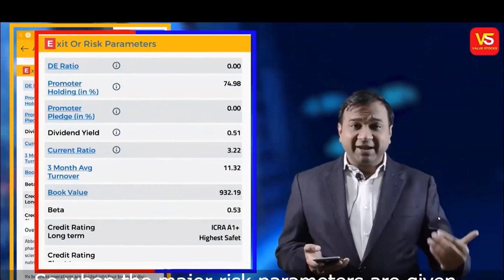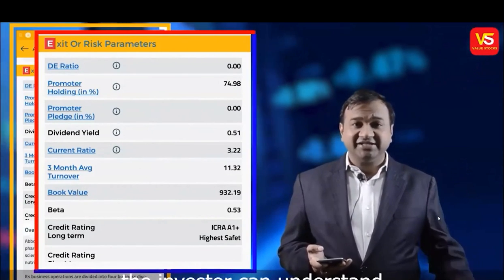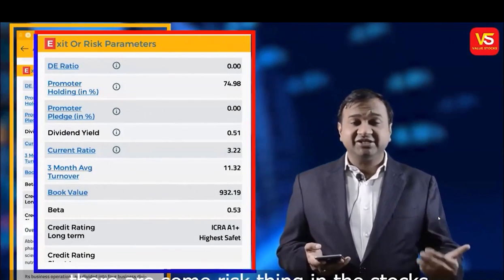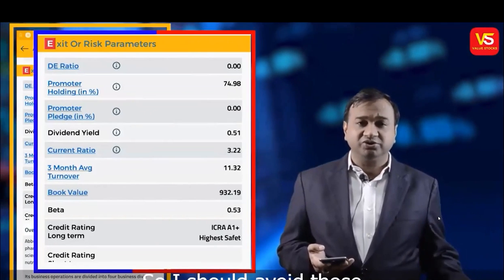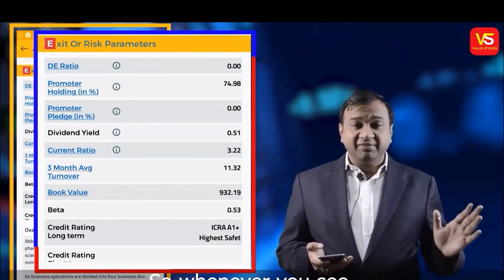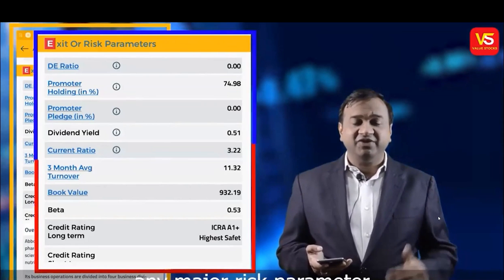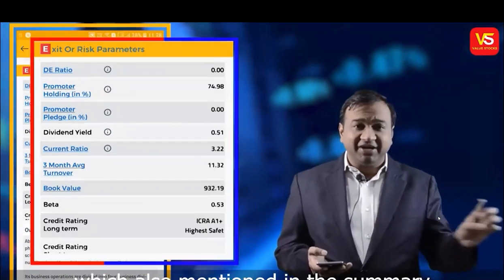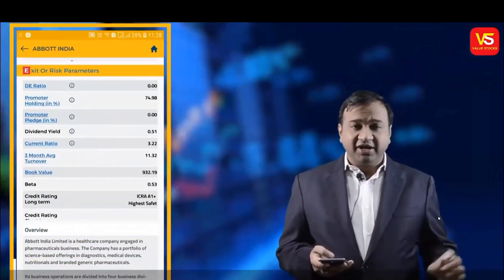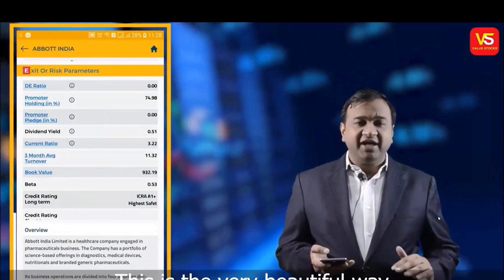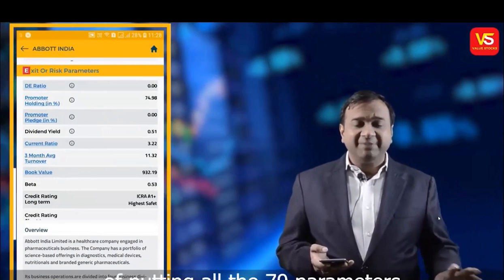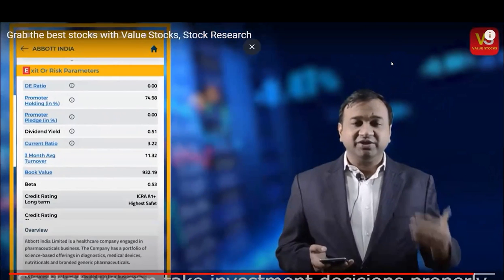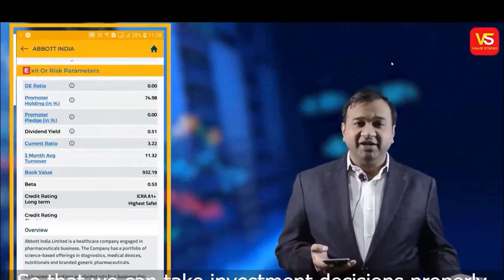So when the major risk parameters are given, the investor can understand that even if there are growth parameters, there are some risk things in the stock, so I should avoid those. Whenever you see any major risk parameter, we recommend that you avoid the stock, which is also mentioned in the summary above. This is a very beautiful way of putting all the 70 parameters for investors in one page, so that we can take investment decisions properly.